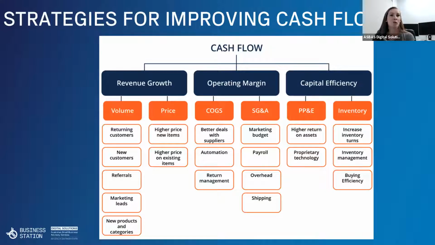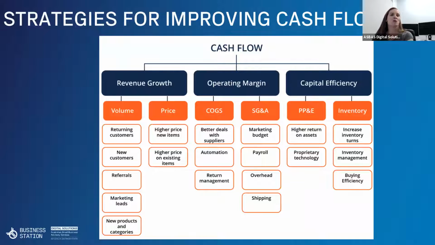Now, a lot of what we're going to be talking about here in terms of improving your cash flow is really about marketing. It's strategic marketing. But first, you have to understand your position to be able to improve your marketing, and then that will subsequently improve your sales and your cash flow.